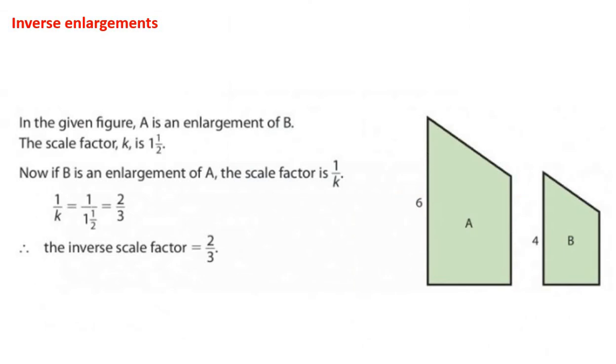In the figure, A is an enlargement of B. The scale factor k is 1.5. So if B is an enlargement of A, the scale factor is 1.5 flipped. So 1.5 is 3 over 2. And if we flip that fraction, it's 2 over 3. So the inverse scale factor is the scale factor turned upside down or inverted.